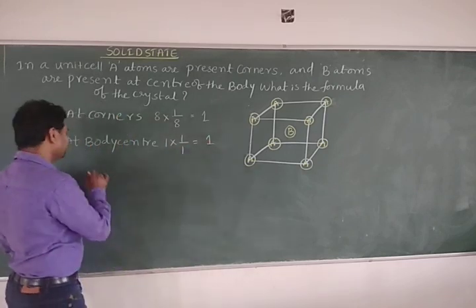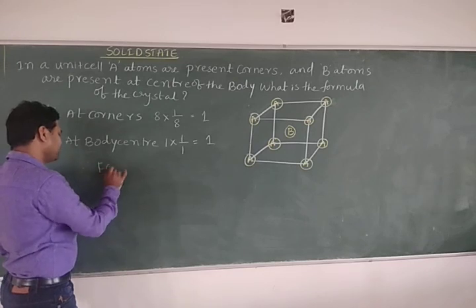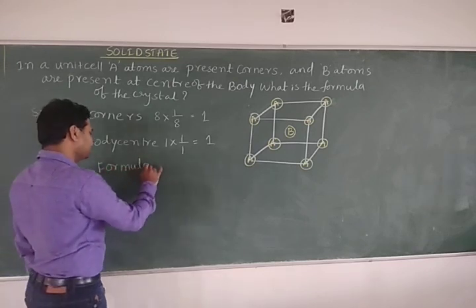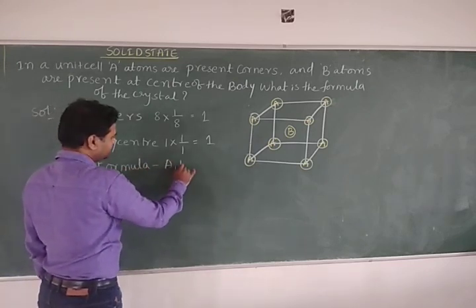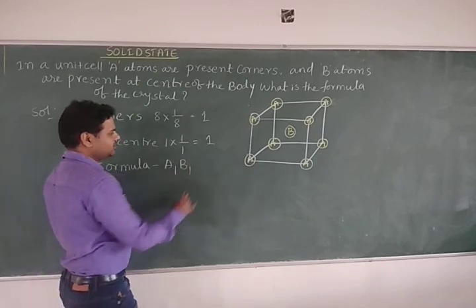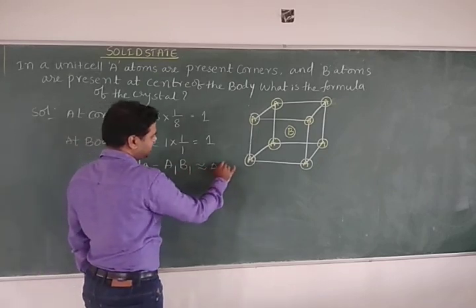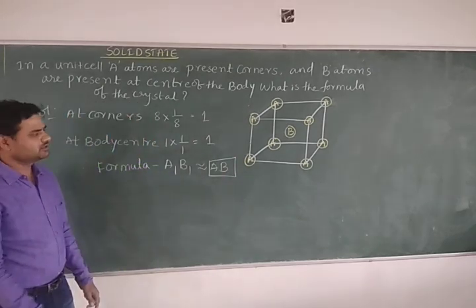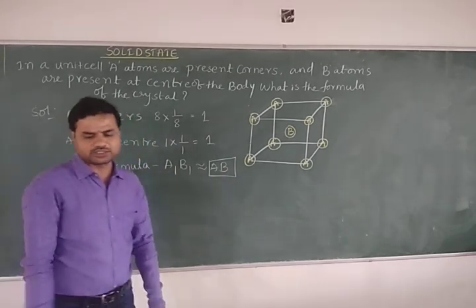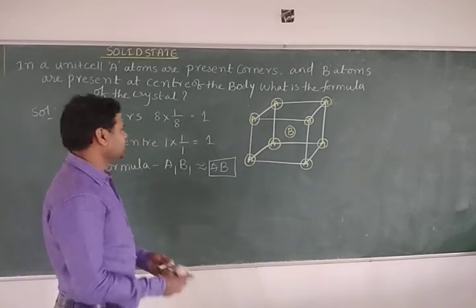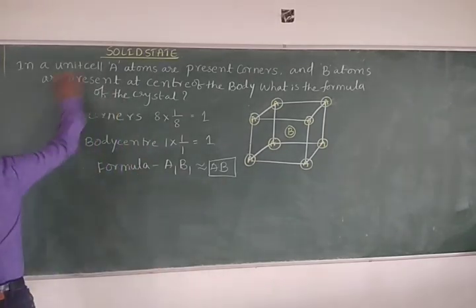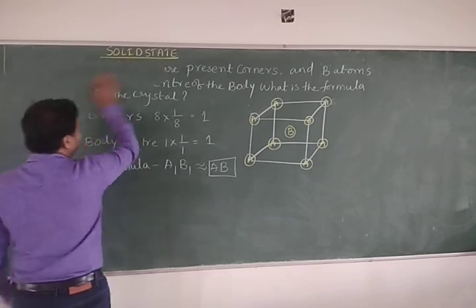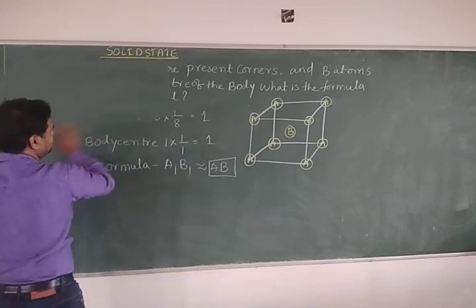So here the meaning of that is, therefore, what is the formula? A1 B1. Otherwise you can write the formula as AB. So this is the formula of the unit cell. Like this you can solve the question. And here I am discussing with you one more, similar kind of question, but you see this carefully.